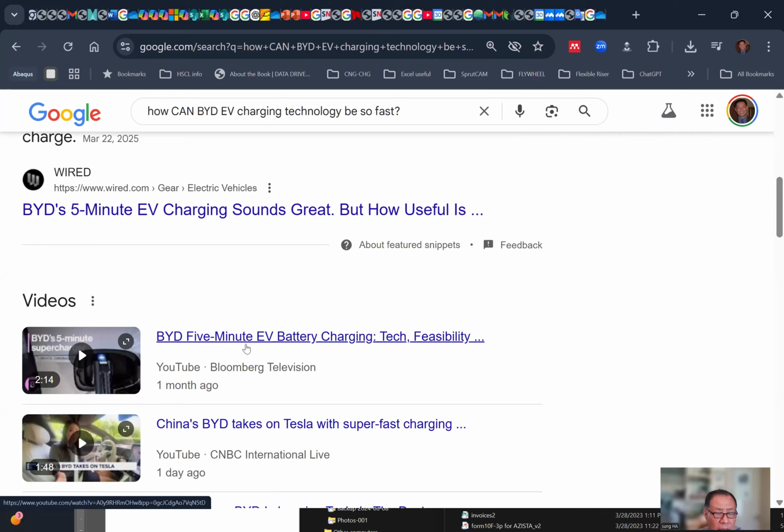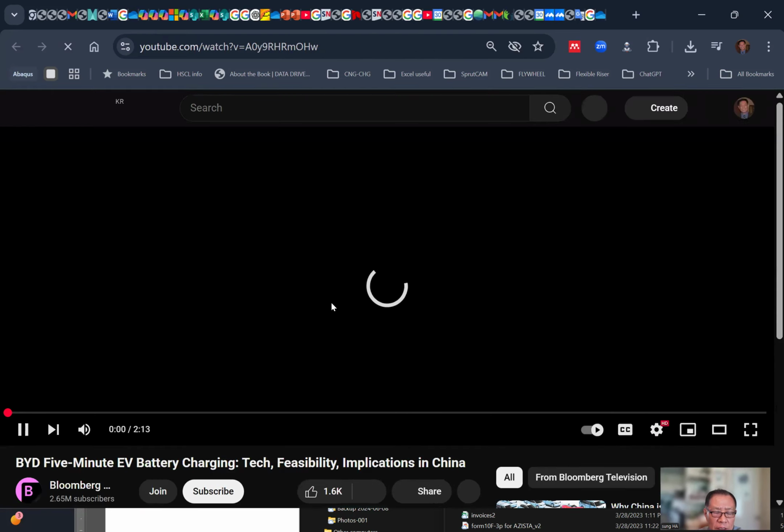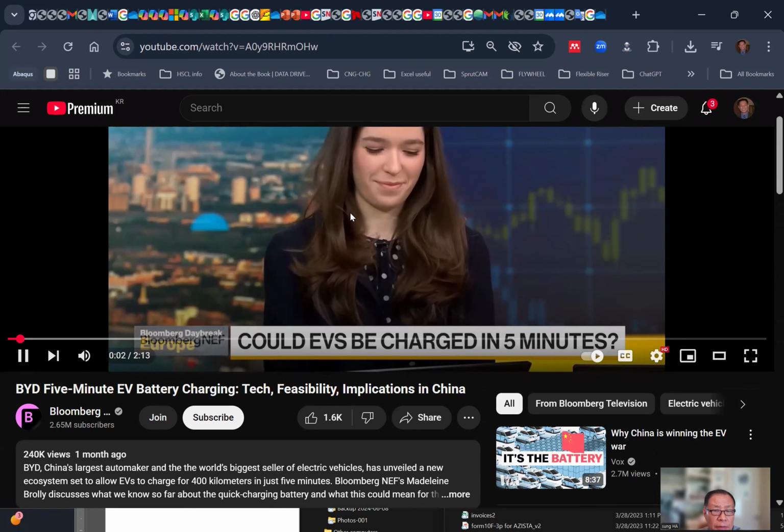BYD. Okay, let's take a look at this one. We are studying the hydrogen energy system, but in parallel, we need to understand the technology of the battery as well. The battery itself is a really important subject we need to understand. BYD, 5-minute electric vehicle. Insights into this industry.